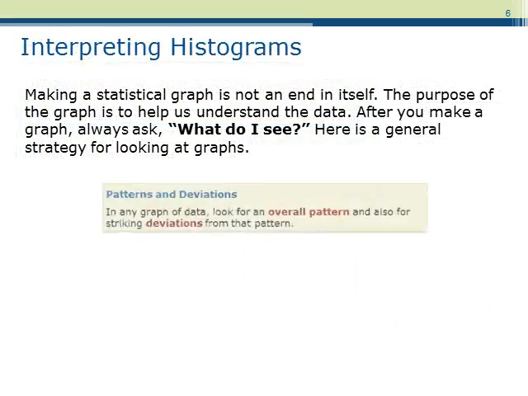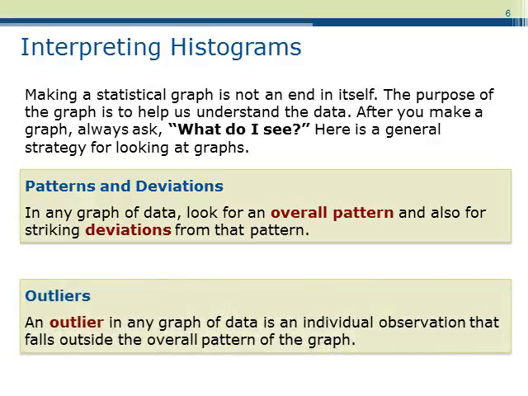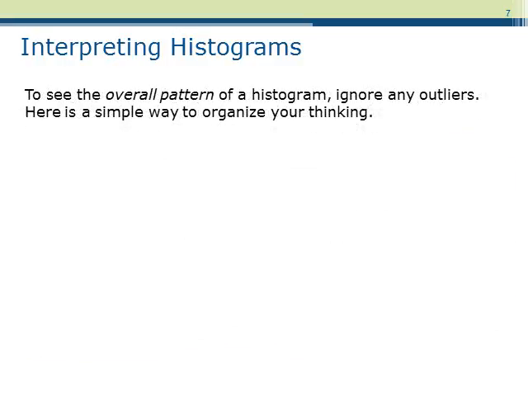Just as in Chapter 10, our goal with constructing a histogram is to understand patterns that exist in the data. We will also look for deviations to this pattern. In particular, we will look for the presence of outliers, which are individual observations that fall outside the general trend. To see the overall pattern of a histogram, ignore any outliers. Here's a simple way to organize your thinking.